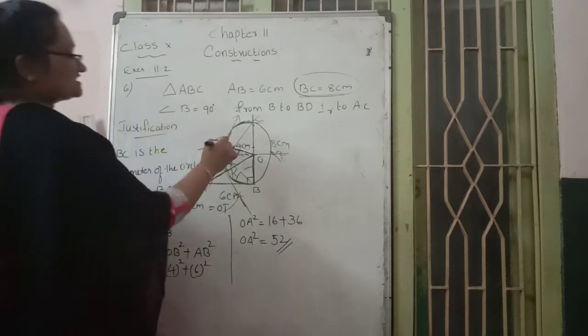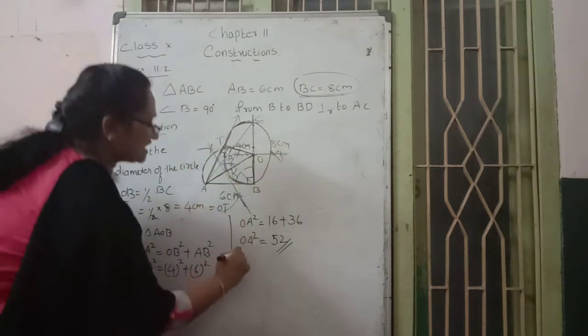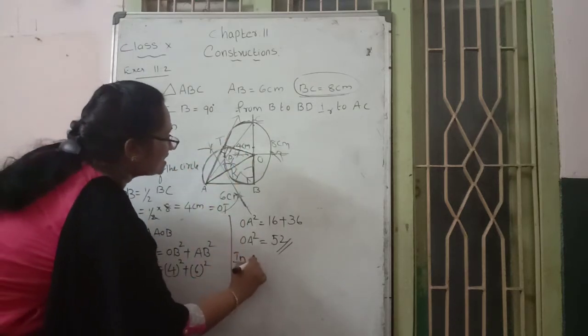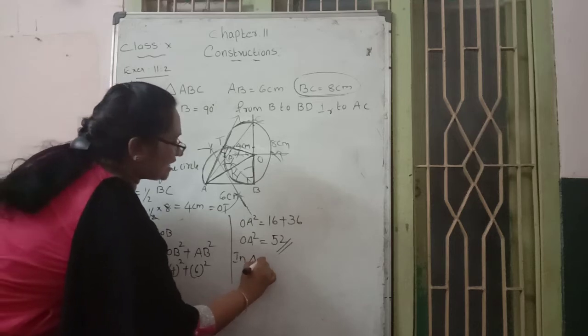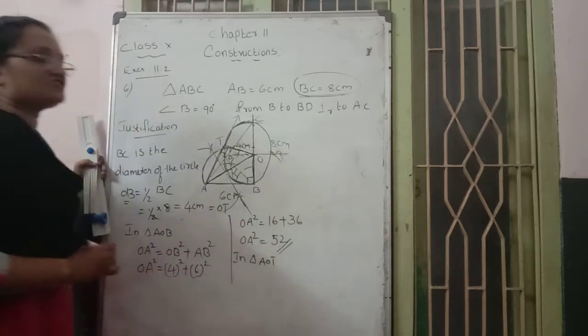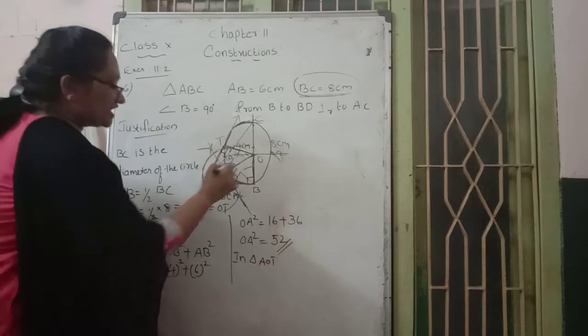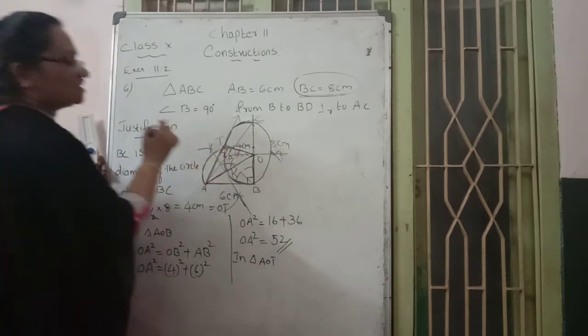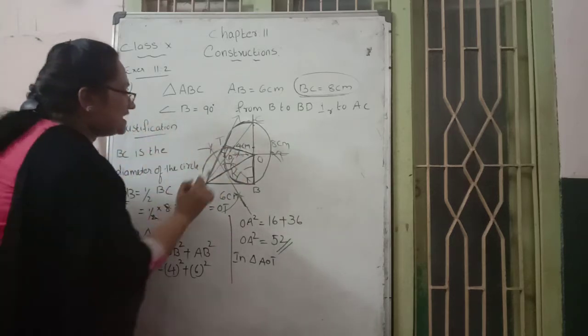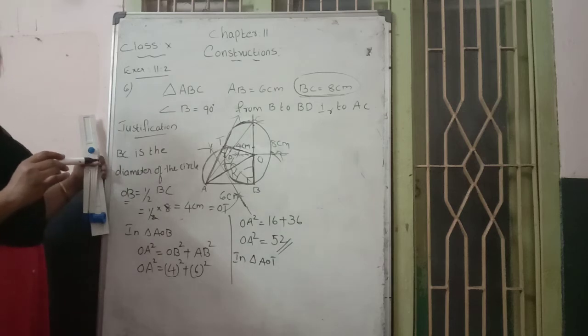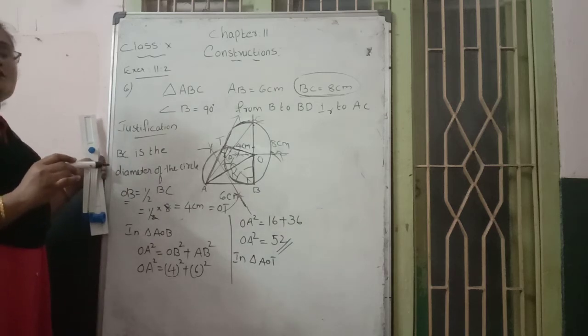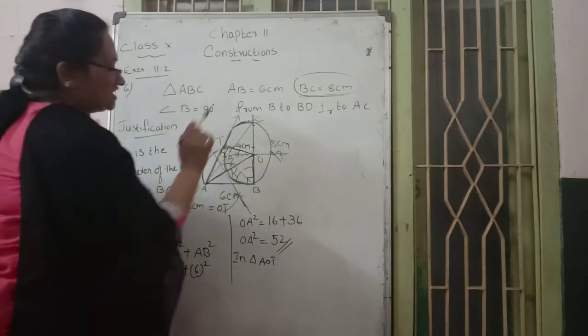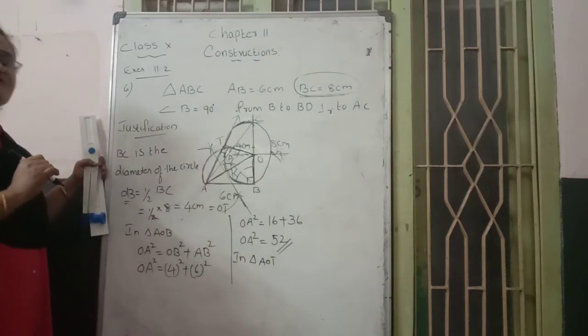Then we can consider this right angle triangle, triangle AOT, the right angle triangle. Now OA value we know, OT value we know. Then the base AT we can find out. That is our tangent. That one we can find out.